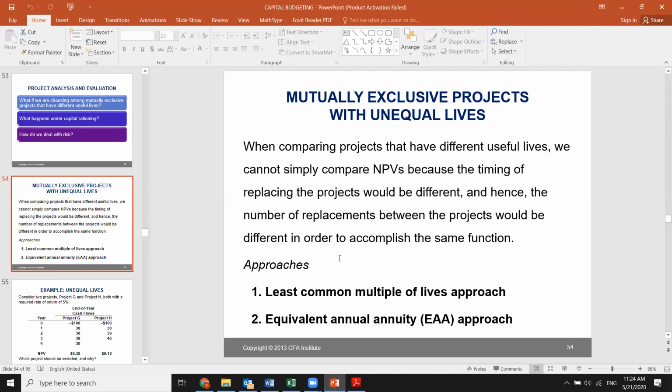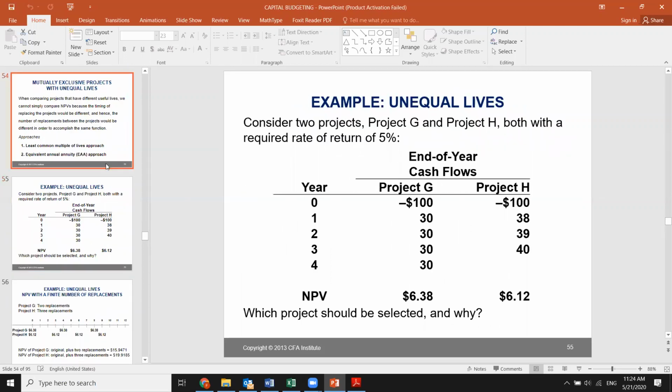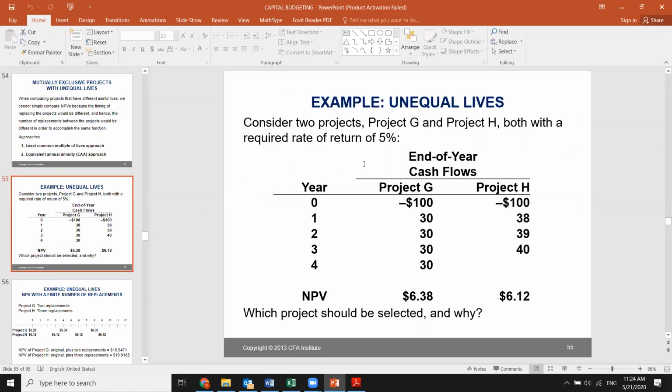We need to apply extra approaches to come up with a conclusion. Those approaches are the LCM, the least common multiple of lives approach, and the equivalent annual annuity approach. We're going to see how to calculate them and come up with a decision. If the two projects are mutually exclusive, you have to choose one project, and you will not choose simply according to the highest NPV in this case.